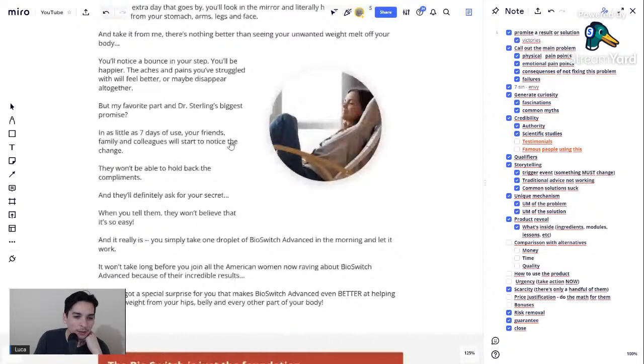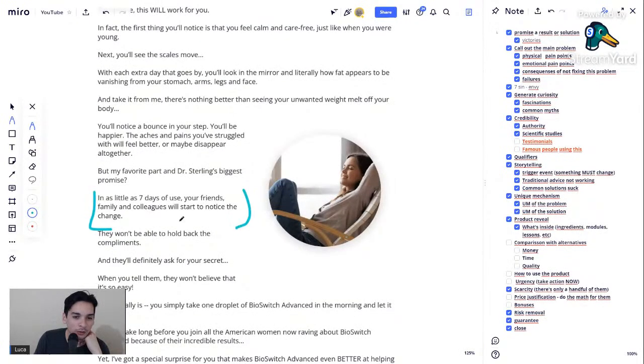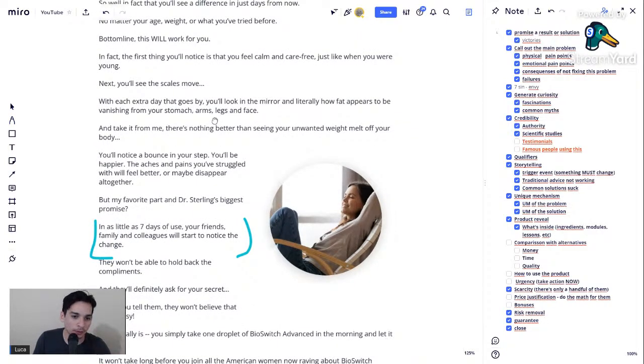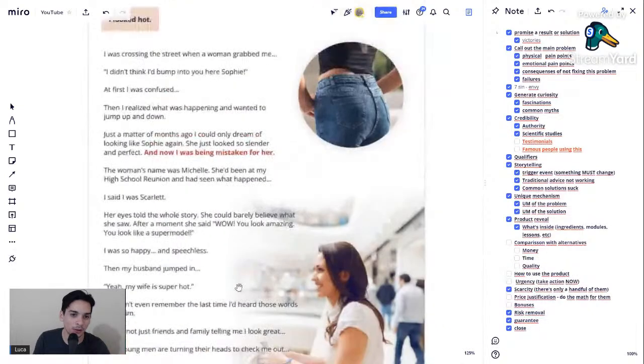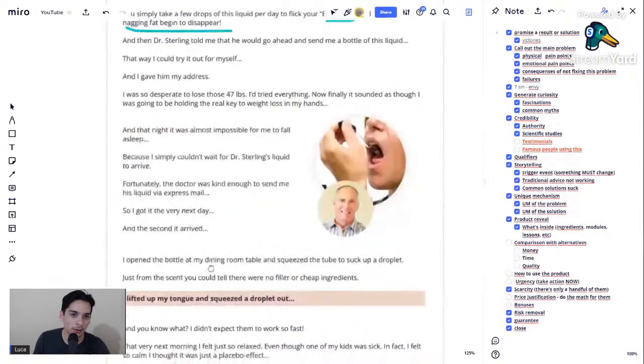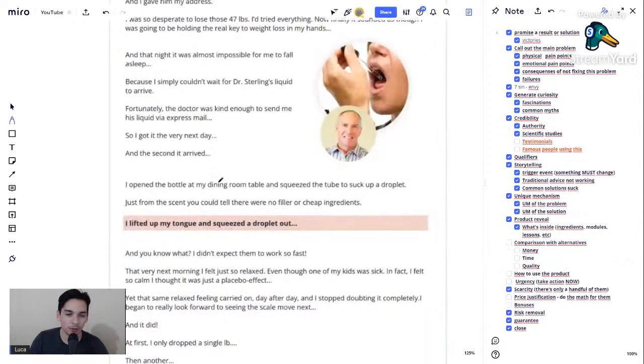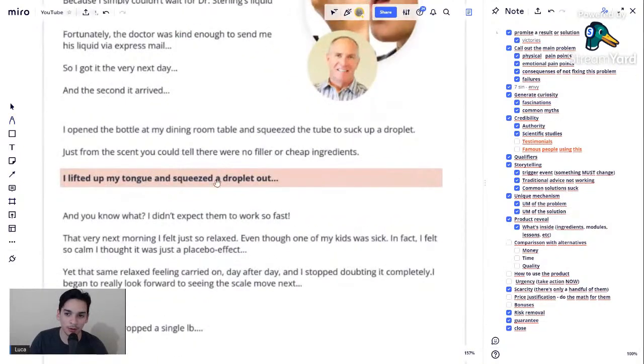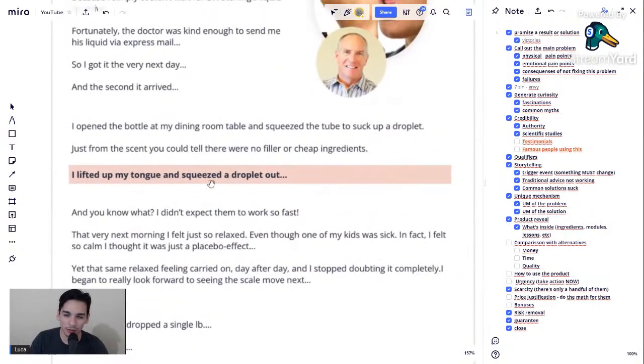It's basically telling you that in 7 days of use, your friends will know the difference. But it's also in the part where she mentions how she started using this product, right? The part that says how to use the product. You have to tell people how to use your product because you don't want to have any doubts, right?